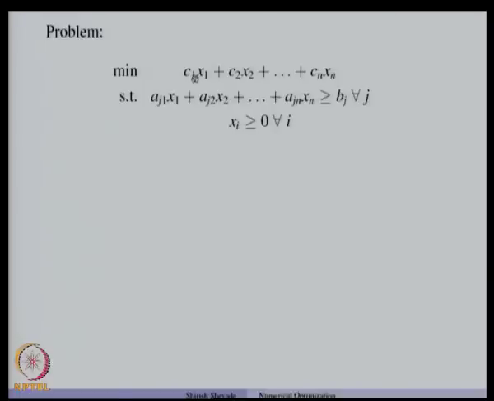You will see that the objective function is linear in terms of the variables x, and the constraints are linear in terms of the variable x. So, this is another interesting example of a linear programming problem. Now, there exist many more examples of linear programming problems in our daily life.